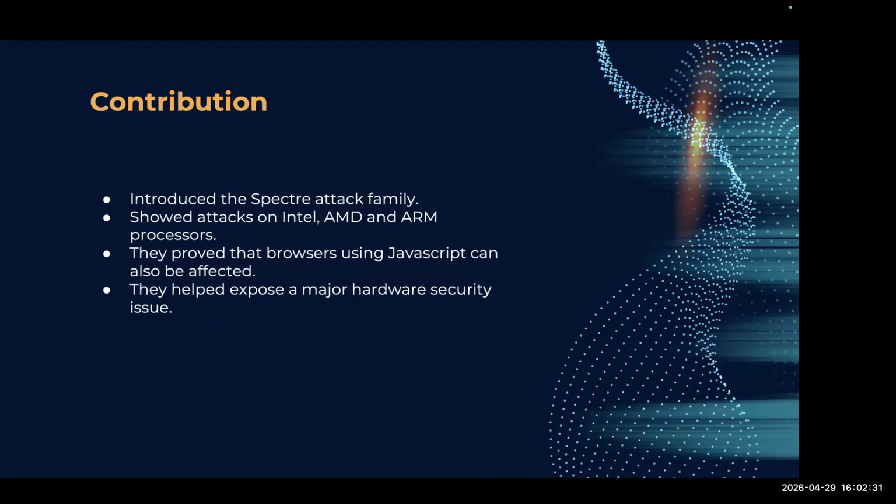One of the biggest contributions of the paper was introducing the Spectre attack family. The researchers showed that this was not limited to one company because Intel, AMD, and ARM processors were affected. They proved that browsers using JavaScript could be attacked, which made the issue even more serious because then websites could be at risk. So this paper helped expose a major hardware security issue. Next.